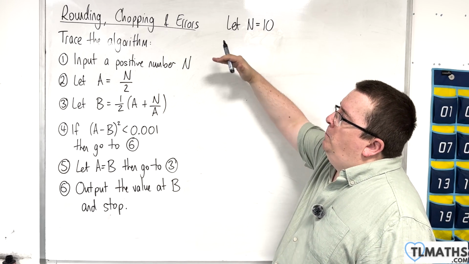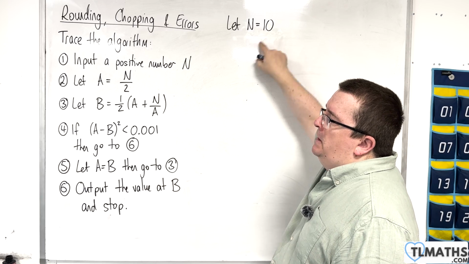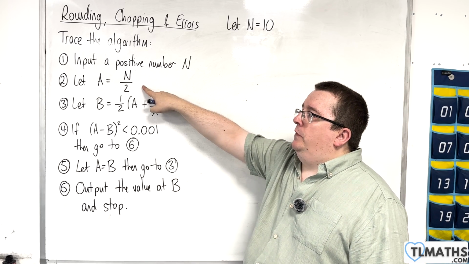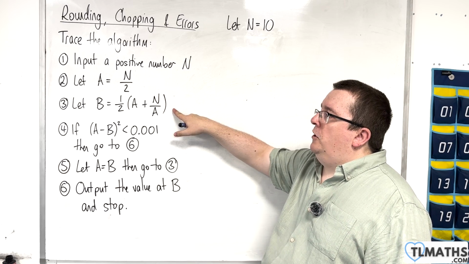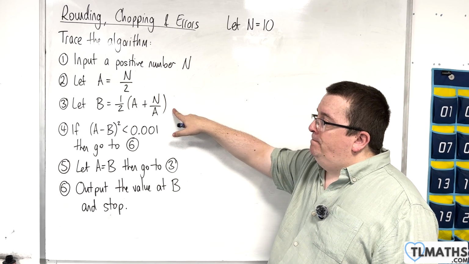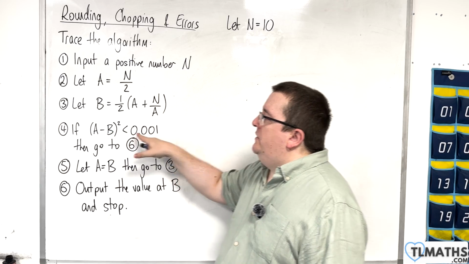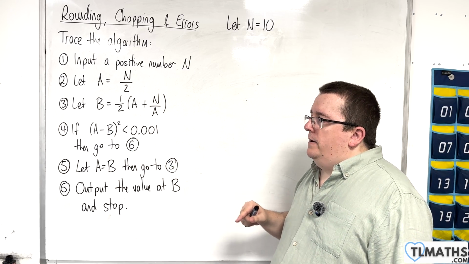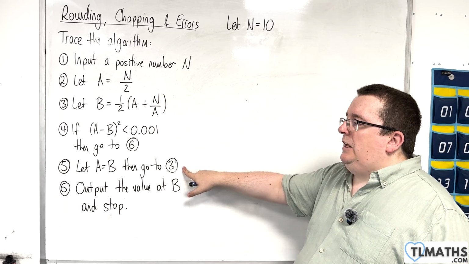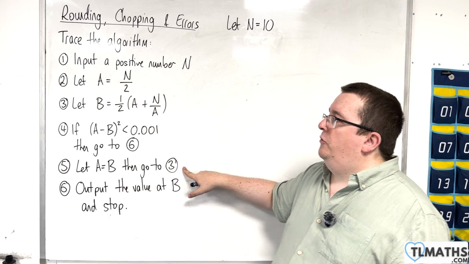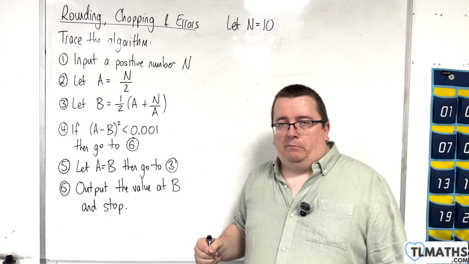So the algorithm goes through like this. First of all, you need to input a positive number n. We're going to be doing that with n equals 10. Then let a be equal to n over 2. Then step 3, let b be equal to 1/2 times a plus n over a. Then step 4, if a take away b all squared is less than 0.001, then we go to step 6. Step 5, let a equals b, then go to step 3. And then step 6, output the value of b and stop.